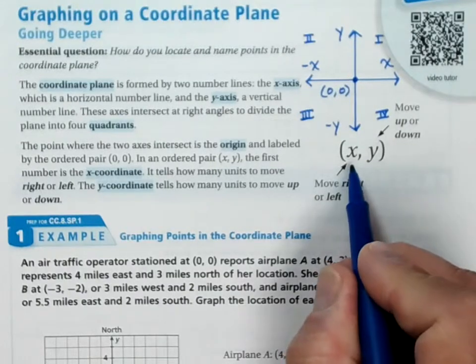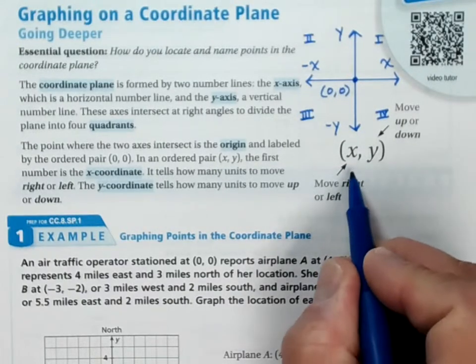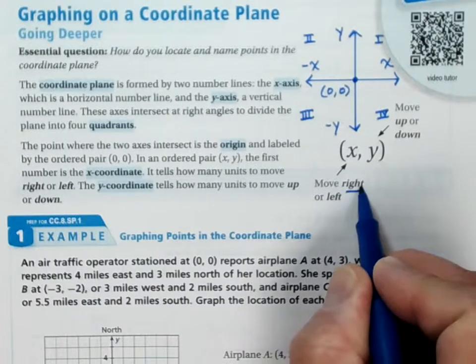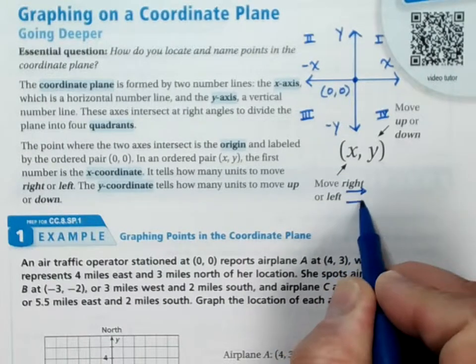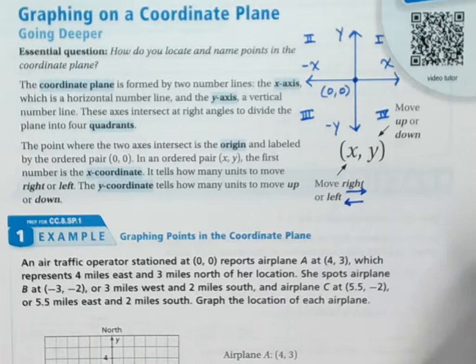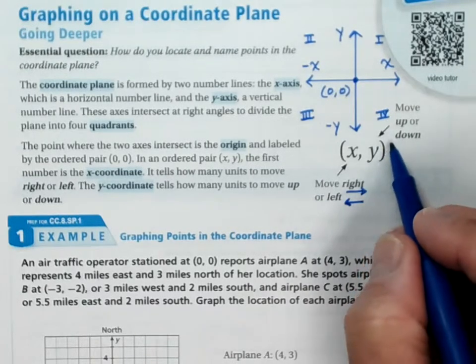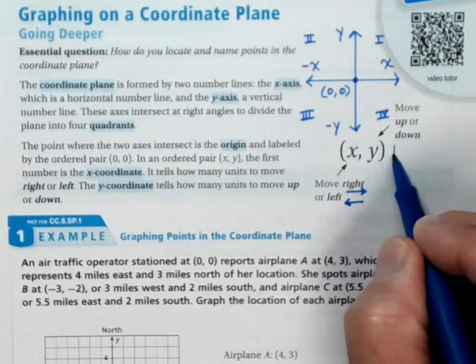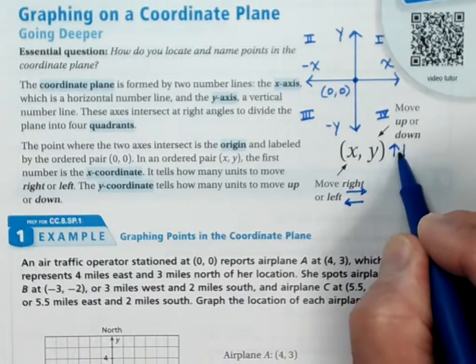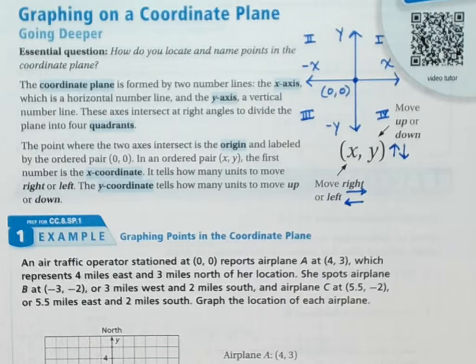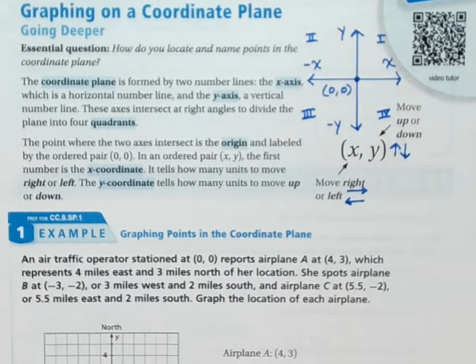This is your ordered pair, x, y. Remember, x is always moving to the right or to the left, and that will be your first move when graphing. Your second move will be the y, which is either up or down. Don't be afraid to use that QR code up in the corner if you want.